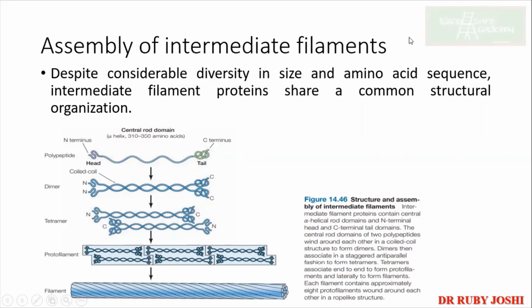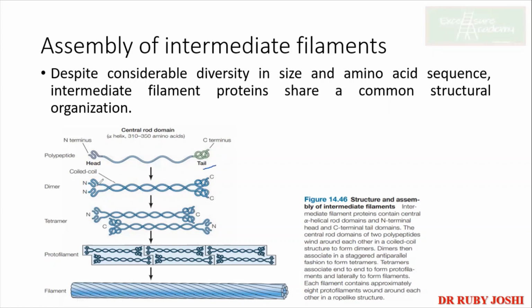Despite considerable diversity in size and amino acid sequence, intermediate filaments share a common structural organization. You have got the alpha helical rods. They have got the head and the tail. Always the head is present at the N terminal, and then at the C terminal, you have got the tail.